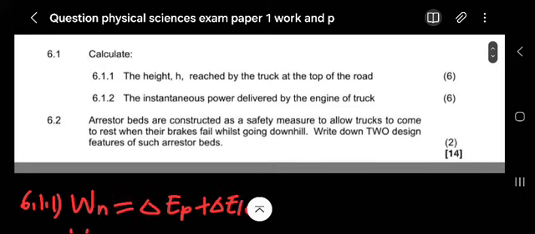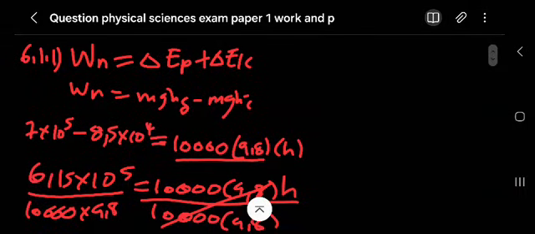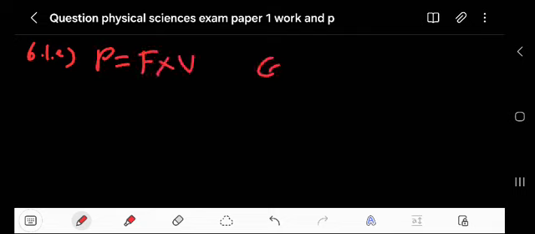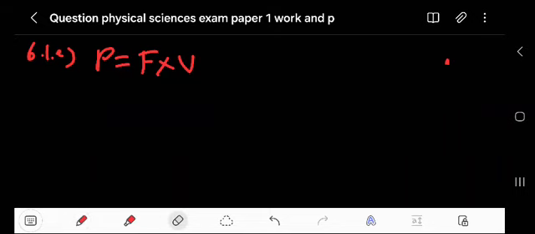So 6.1.2 says: the instantaneous power delivered by the engine. One, the power delivered by the engine, right? Hopefully you know that power is equal to force multiplied by velocity, because you're given constant speed or constant velocity. So we must use this formula.